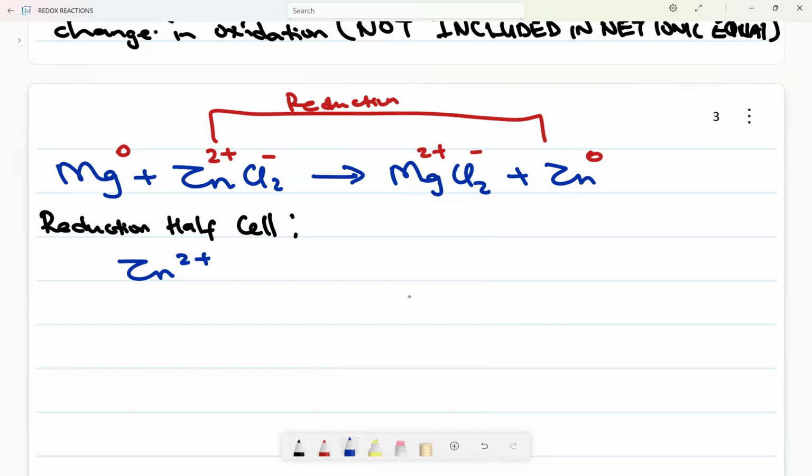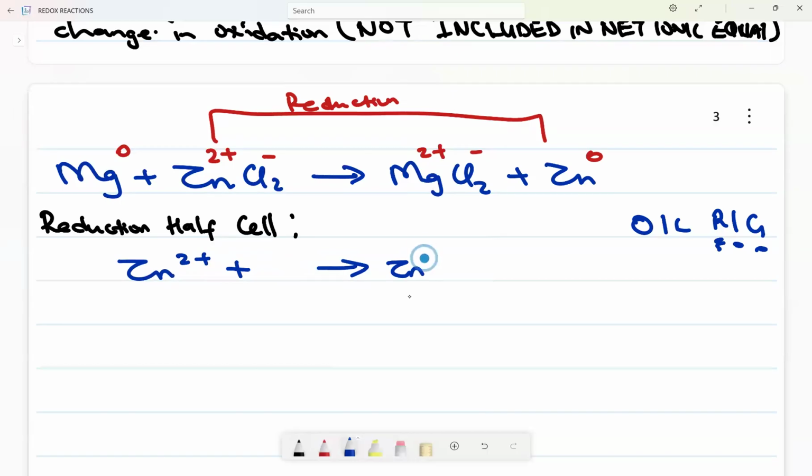But now we need to rephrase and say, what does reduction mean in terms of electron transfer? Remember, we have what we refer to as OIL RIG. Reduction is gain. So it means zinc gained electrons. But the question is, how many electrons? Well, 2 electrons. So zinc gained 2 electrons to form zinc 0.